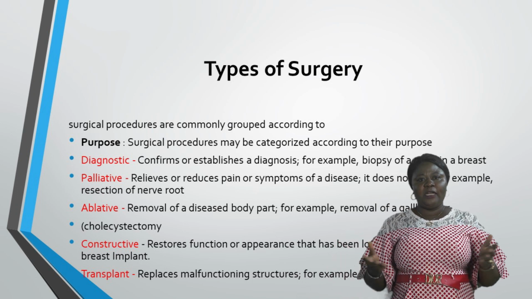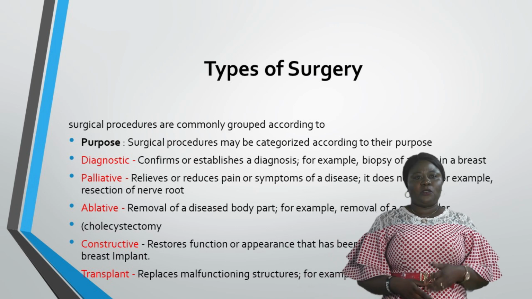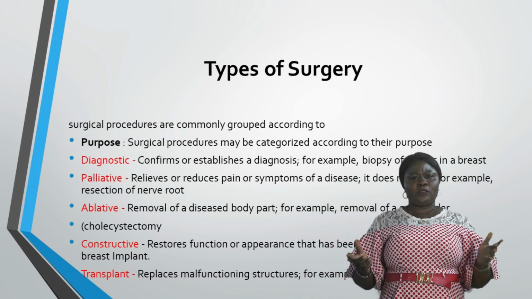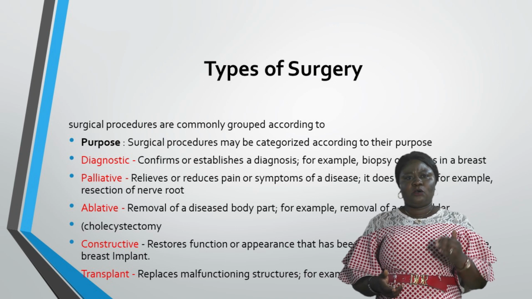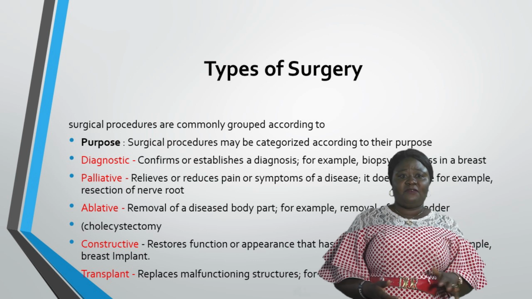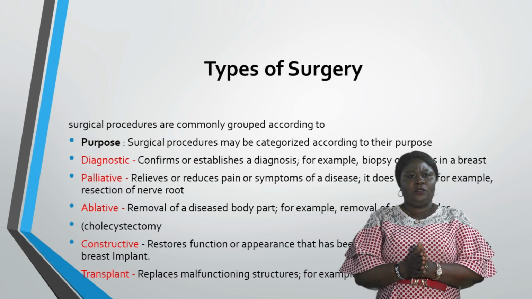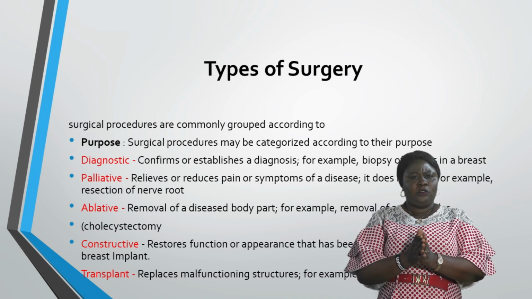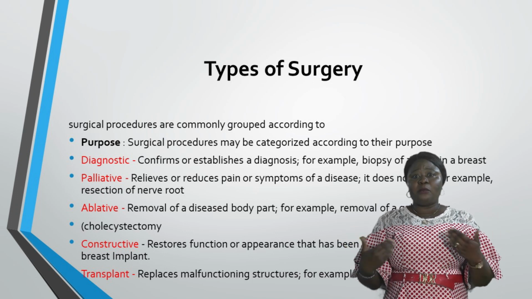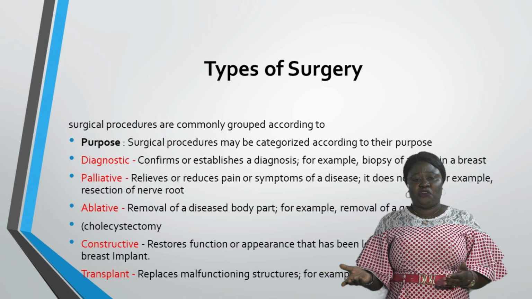Surgical procedures are commonly grouped according to purpose, according to risk, and according to urgency. So let's take it one after the other. First one, according to purpose. The surgical procedures may be categorized based on diagnostic, palliative, and ablative, even constructive and transplant. So talking about diagnosis, you can confirm or establish a diagnosis through a surgery, like biopsy of a mass in the breast. That's an example of a diagnostic surgery.